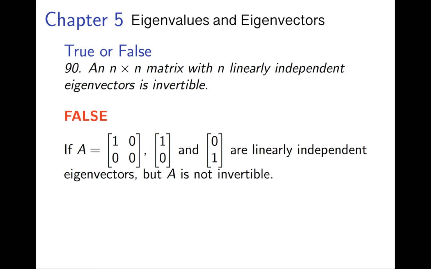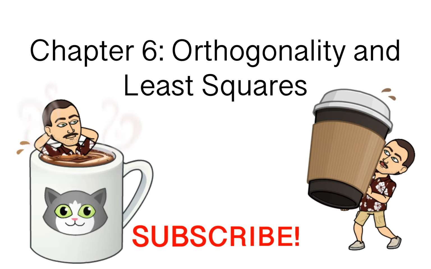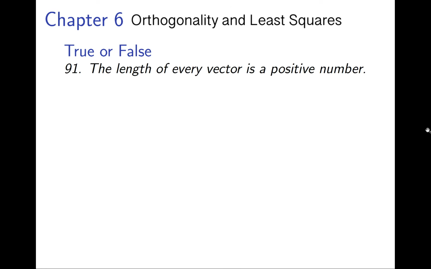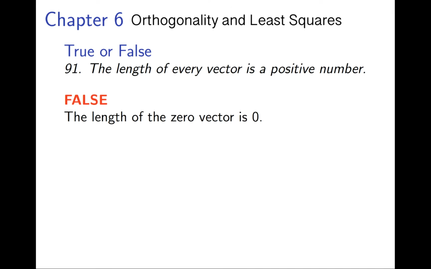Our final chapter, chapter 6, orthogonality and least squares. Number 91. The length of every vector is a positive number. Well, that's false, because the length of a zero vector is 0.